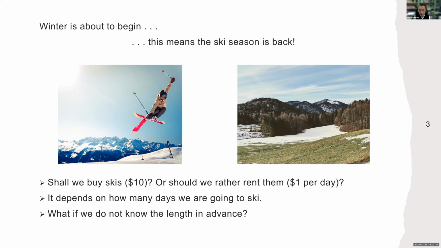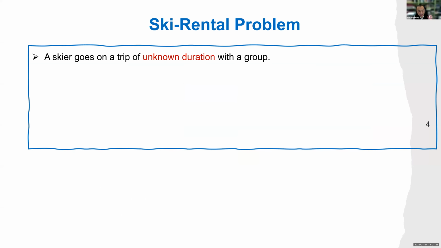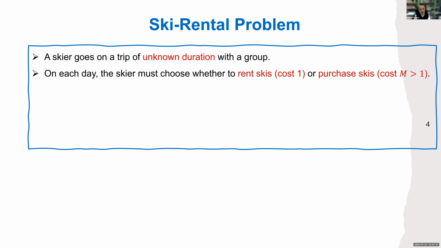Usually when you get up in the morning, you see, oh, the snow is still there, and then you can ski. But you don't know what will happen tomorrow. So this skier will go to some trip with unknown duration, with a group. On each day, you need to choose whether you rent the ski or purchase it. The renting cost is 1, and the purchasing cost is M, and this M is larger than 1.